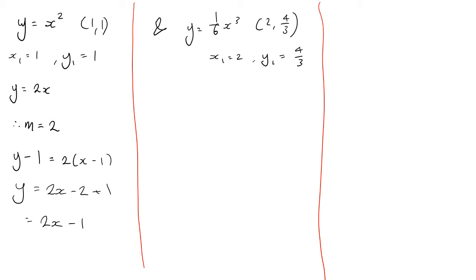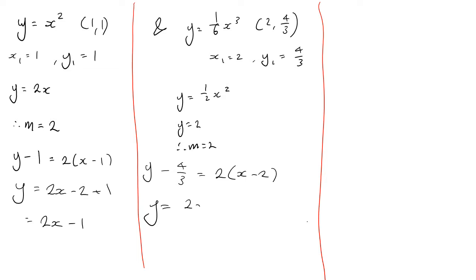Second example, the derivative of that function is y equals half x squared. And if we substitute x equals 2 into that equation, we get y equals 2, and therefore the gradient is 2. So our last step is to write the equation out. So y minus 4 on 3 is equal to 2(x minus 2). We get y equals 2x minus 4 plus 4 on 3.